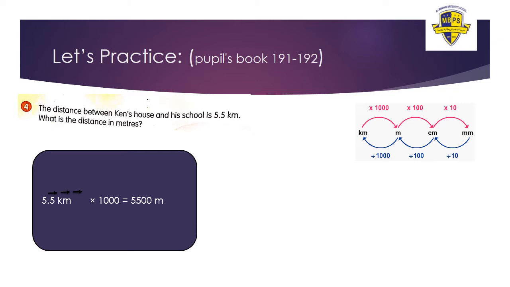Here we can think in another way. You know that 1 kilometer equals 1000 meters. Now 5 kilometers equal 5000 meters. Excellent. Half a kilometer, how many meters? Half of 1000, 500. Good. 5000 plus 500 equals 5500 meters.